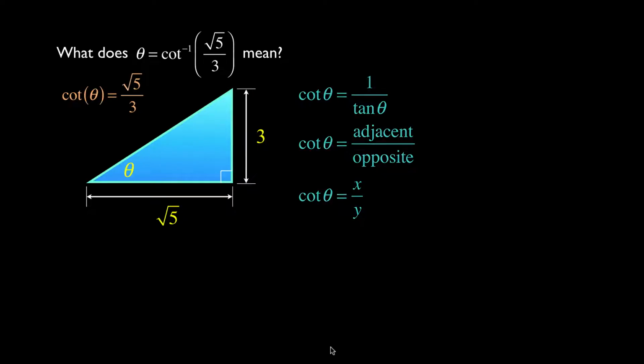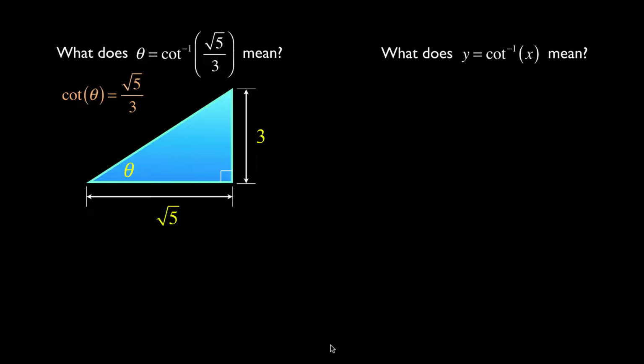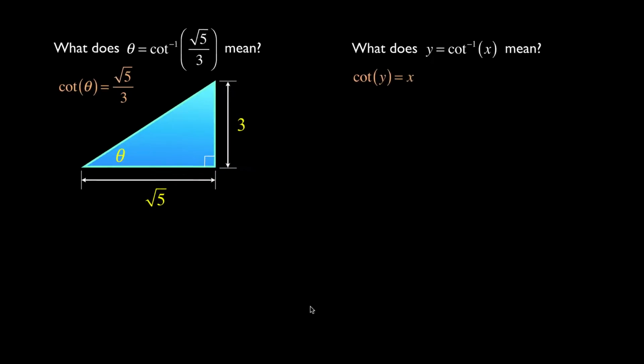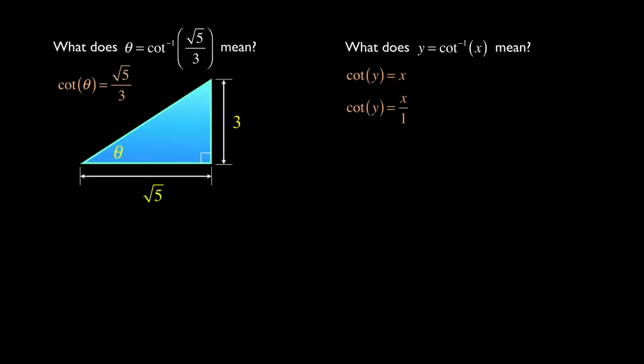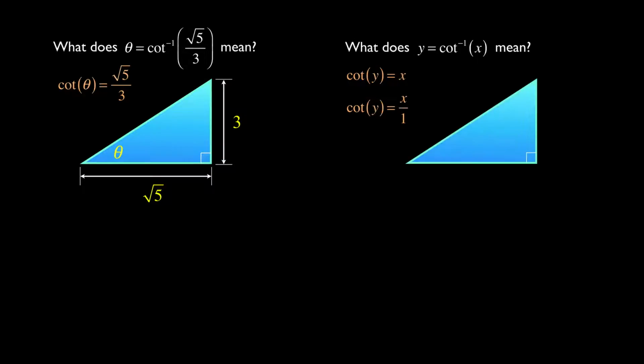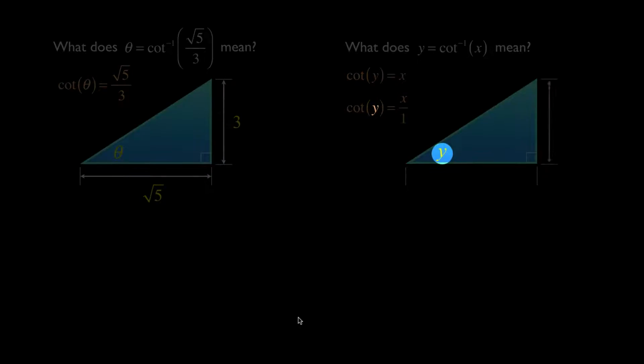Well, that sets us up to talk about what is meant by y equals cotan inverse of x. Again, I say that y is actually an angle. y is the angle whose cotangent is x, or you could write it as cotangent y is x over 1. That would allow you to construct a triangle, again with an acute angle y, an adjacent side that is x, and an opposite side that is 1.